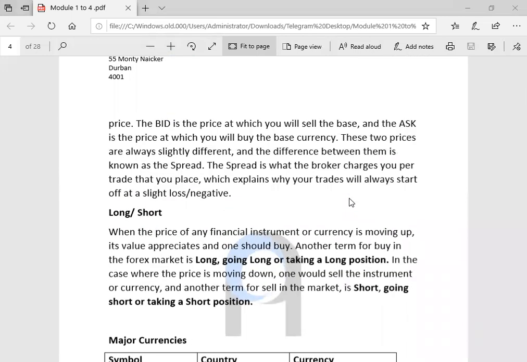Okay, so the difference between those two prices is actually the spread, and you'll see it on the platform. Once you go through the trading platform videos, you'll see what the spread looks like, and you'll see the bid price and you'll see the ask price before you take the actual trade.